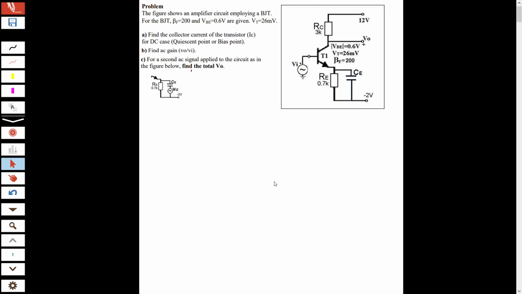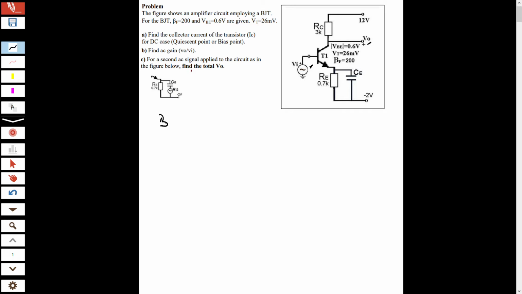Hi everyone, in this video I am going to solve a BJT example. Look at the circuit. You will see that we apply input at the base side and take the output at the collector side. So this is a common emitter BJT. Let's solve the question.